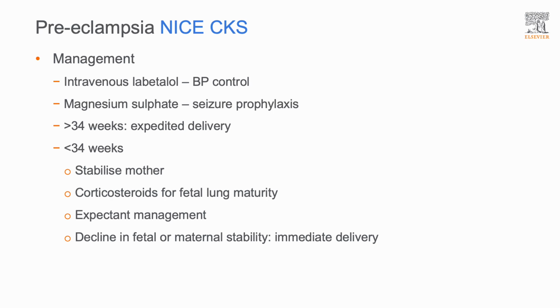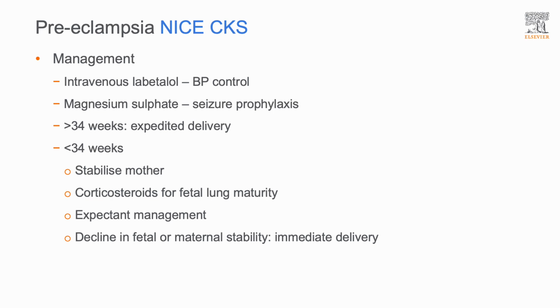Magnesium sulfate is given intravenously to reduce the risk of progression to eclamptic seizures. And for patients over 34 weeks who develop features of preeclampsia, expedited delivery is recommended, typically with caesarean section.